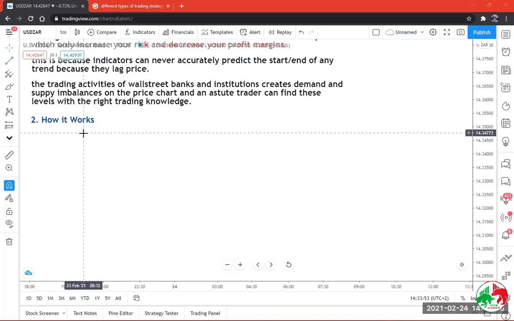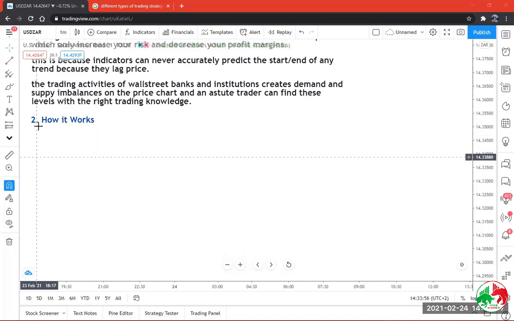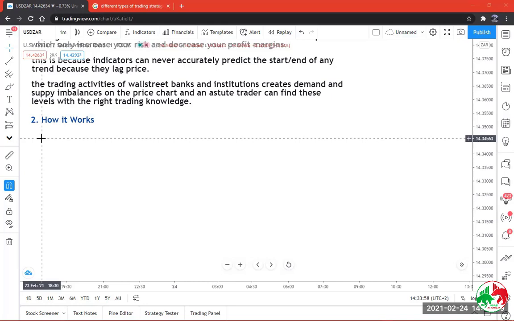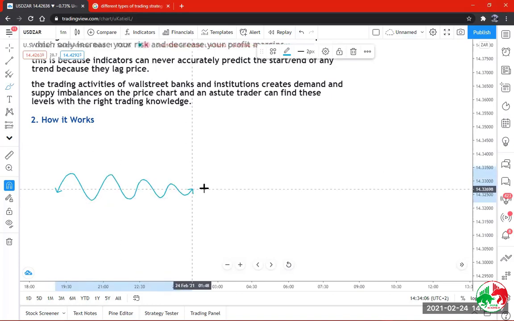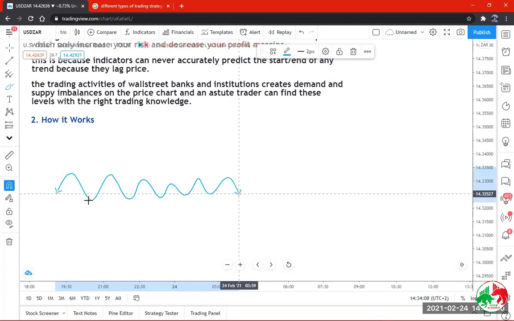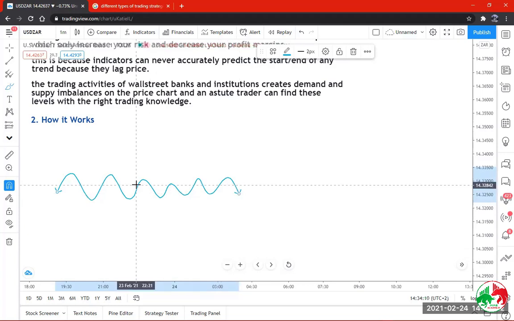Whenever there is a balance between buyers and sellers, it's a consolidation. Something like this, I call it trading sideways. This does not create any trading opportunity.